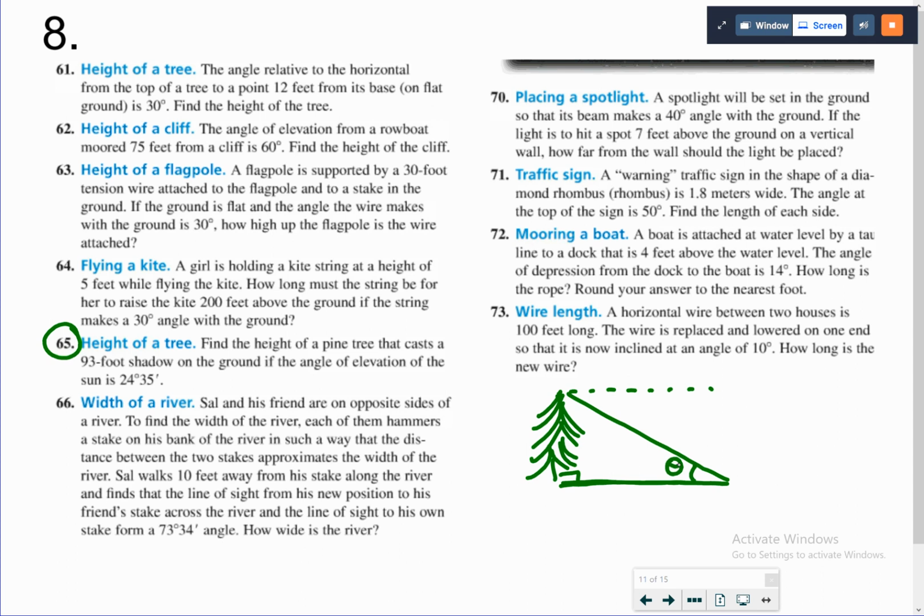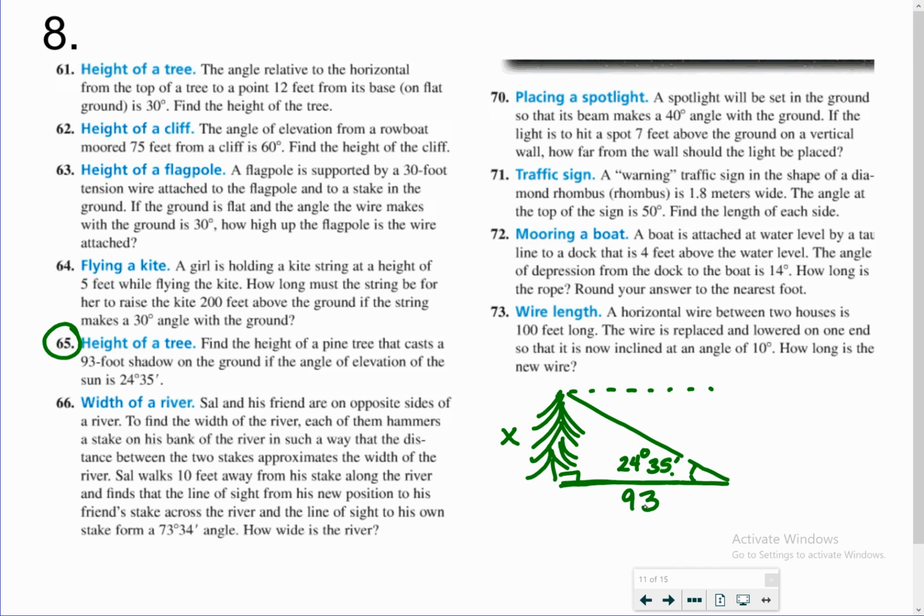So this is our theta that we're given. And in this case, it is 24 degrees, 35 minutes. Like that. Okay. All right, what else do I know? Find the height of the tree. That's my x. And the shadow on the ground is 93 feet long. Okay, so here we are obviously solving for a side length.